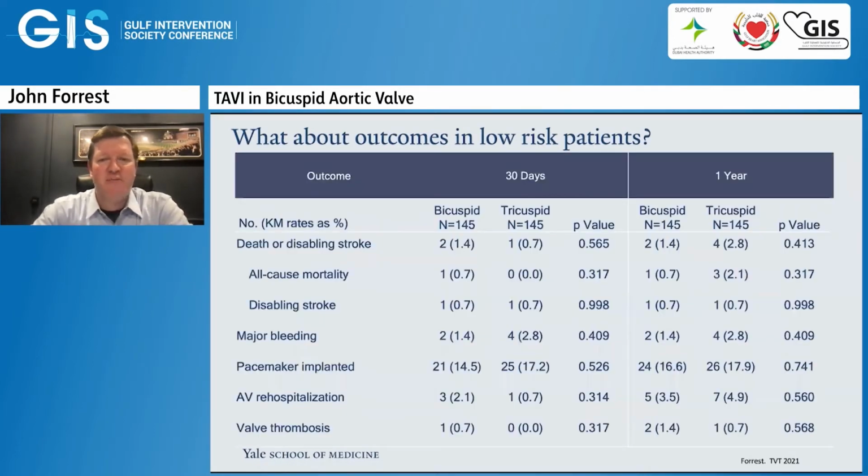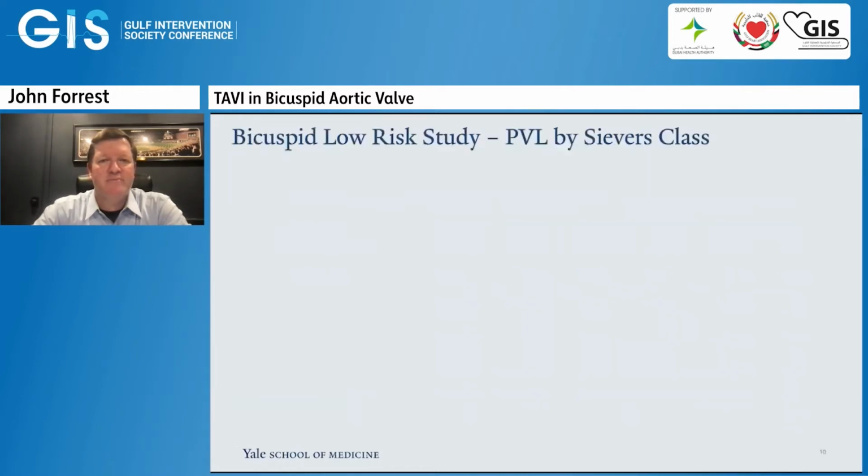And we see similar data when we look at self-expanding valves, showing really no significant difference between bicuspid and trileaflet patients undergoing transcatheter aortic valve replacement at 30 days or at 1 year.